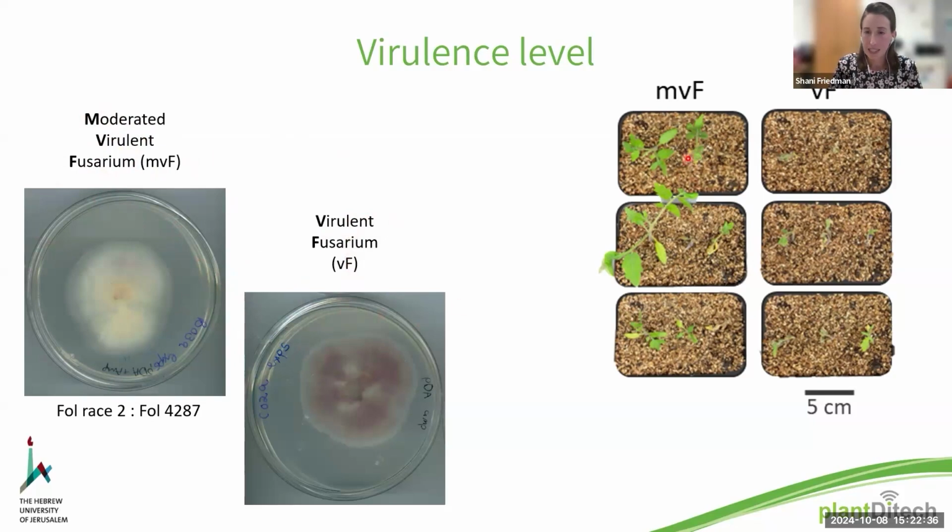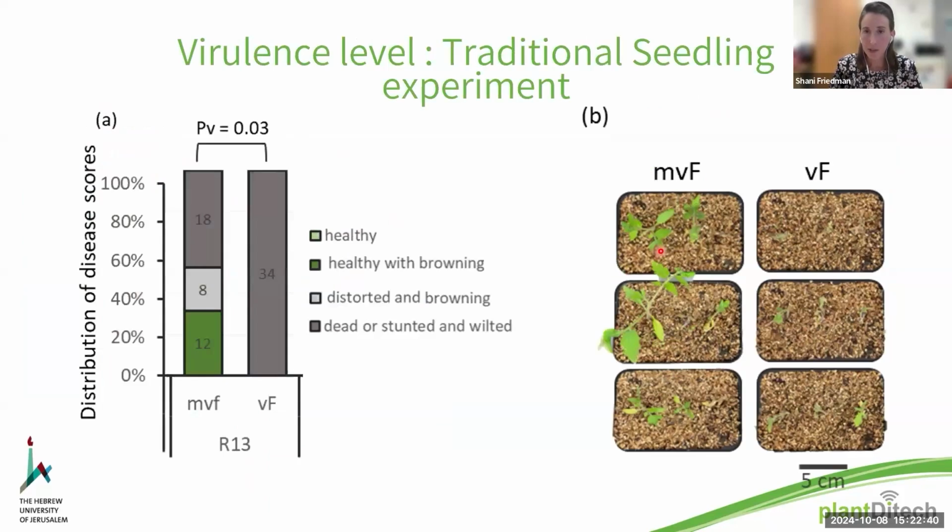We did a traditional seedling assay proving the differences between the strains. In traditional methods, you take tiny seedlings and inoculate them. Then 3 weeks later, you score the symptoms. This is a picture 3 weeks later. And you can see that the virulent Fusarium inoculated plants were dead or wilted. The plants inoculated with MVF, the other strain, also showed wilting, some were stunted and some look healthy but do have browning in the vessels that indicates the Fusarium growth inside.